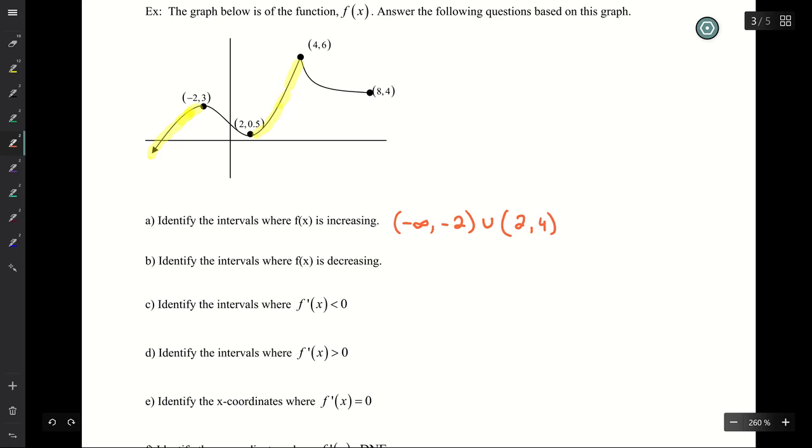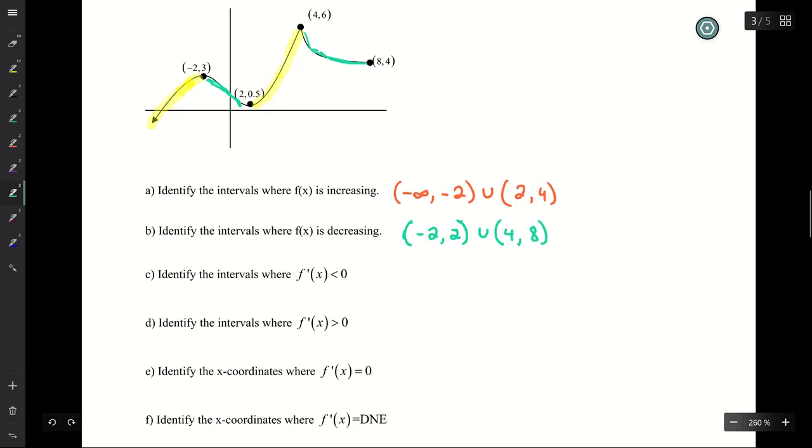Okay, identify the intervals where f of x is decreasing. That means I'm going to be going downhill. And so it looks like I'd be decreasing in here somewhere and also in here somewhere. So let's identify those intervals. Looks like the x values for the first decreasing is from -2 all the way up to 2. And then for the second piece, looks like we're starting at 4 and then ending at 8.